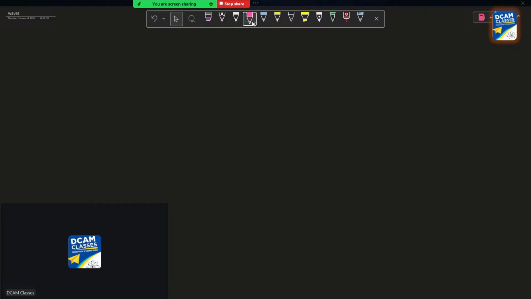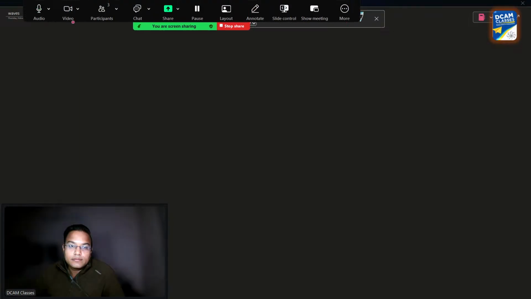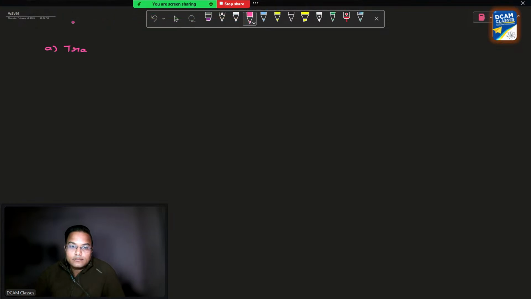So now the waves part, na? See, waves actually consist of two types. Waves are of two types. One is transverse wave, and the other is longitudinal wave.